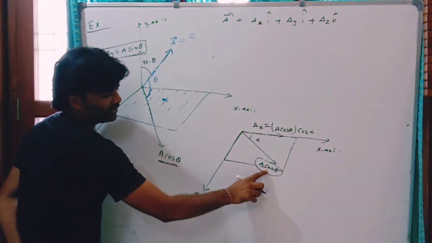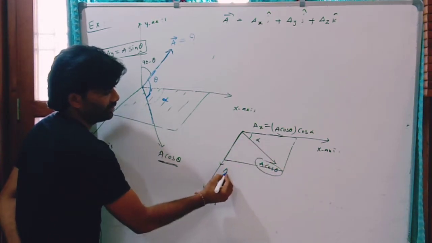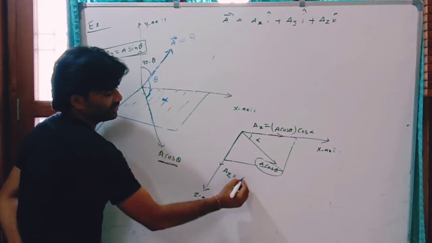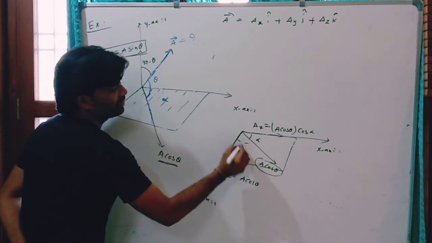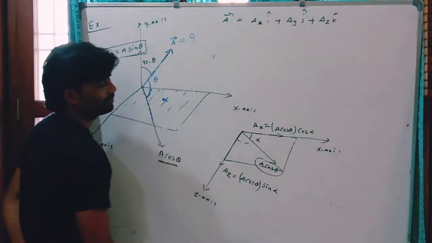Now the component of this A cos theta along the z axis, this angle is 90 minus alpha, so its component along the z direction is this A cos theta into cos of this angle. Cos of that angle is what? Directly you can write sin alpha.